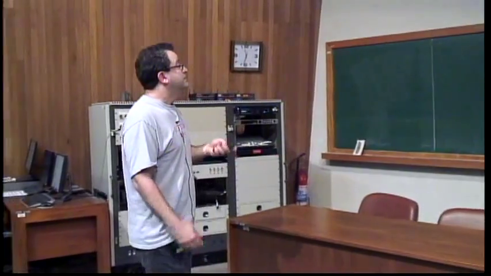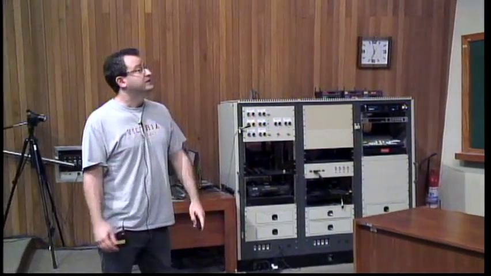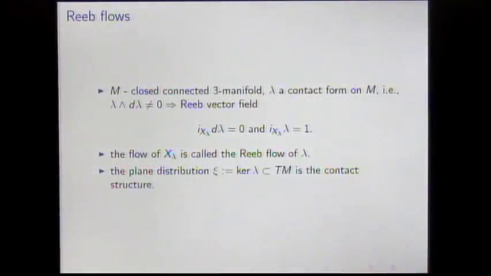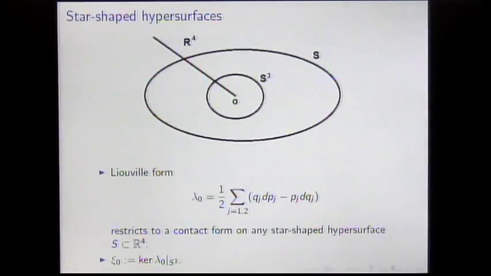So I repeat all these definitions. M is a closed connected three-manifold equipped with a contact form lambda, and we consider the Reeb flow of lambda. C will be the contact structure associated to this contact form. This is the definition of the Reeb vector field, and we consider its flow. The example will be the simplest one, which is a star-shaped energy level in R4.